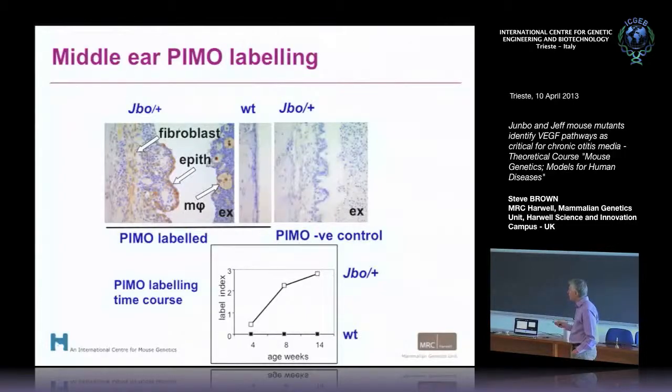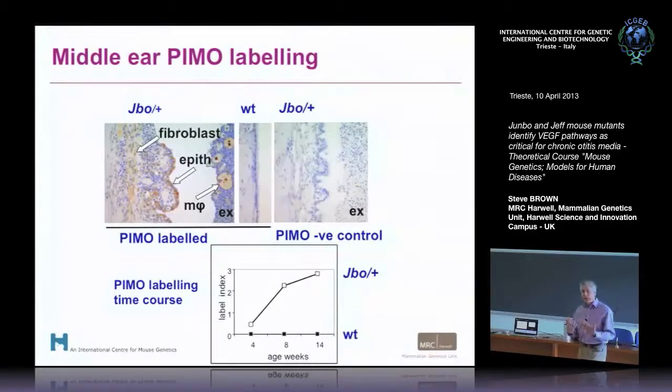So here's a wild-type middle ear. You can see that the epithelial lining of the middle ear is nice and clean. Here you can see the inflamed epithelial lining of the Junbo middle ear. You can also see the effusion here with macrophages and other cells within the effusion. And you can see the pimonidazole labeling, this brown labeling in both the epithelial lining and the effusion, showing that the environment is very hypoxic. And this hypoxia actually gets worse as the Junbo mice age and the chronic effusion develops.